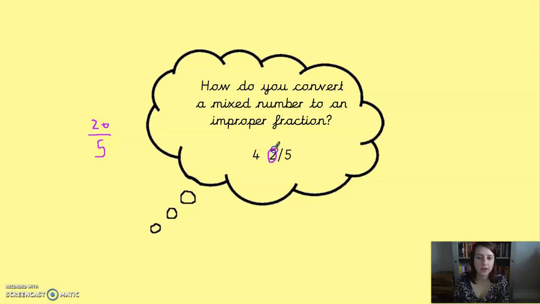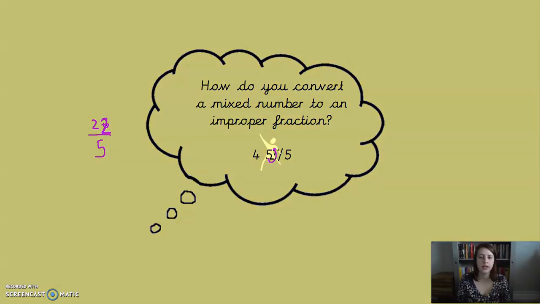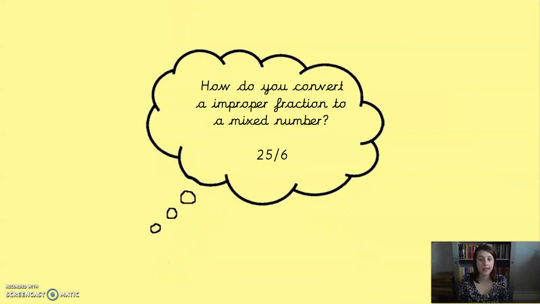And then I've still got this 2/5 left. So I just add that to my 20/5. So my final fraction is 22/5. So hopefully that makes sense to you. We've done a lot of that, so that should be a quick recap for you as well. Okay, and then looking at the opposite. So how do I convert an improper fraction to a mixed number?